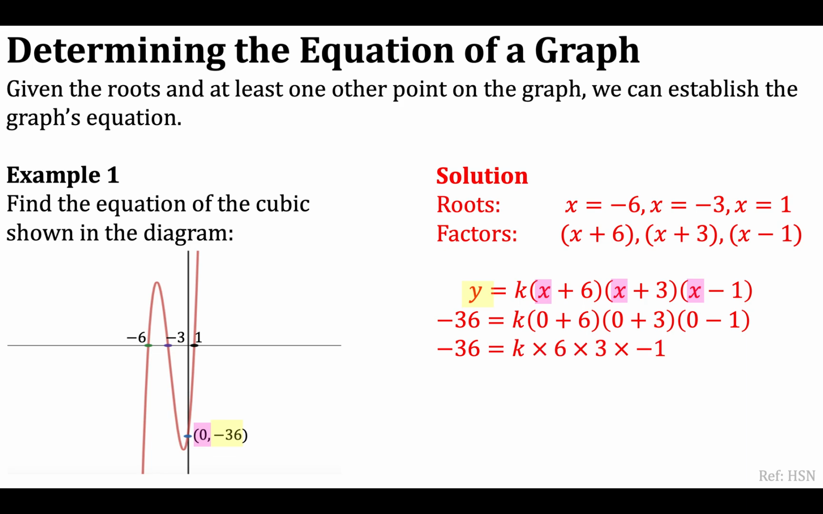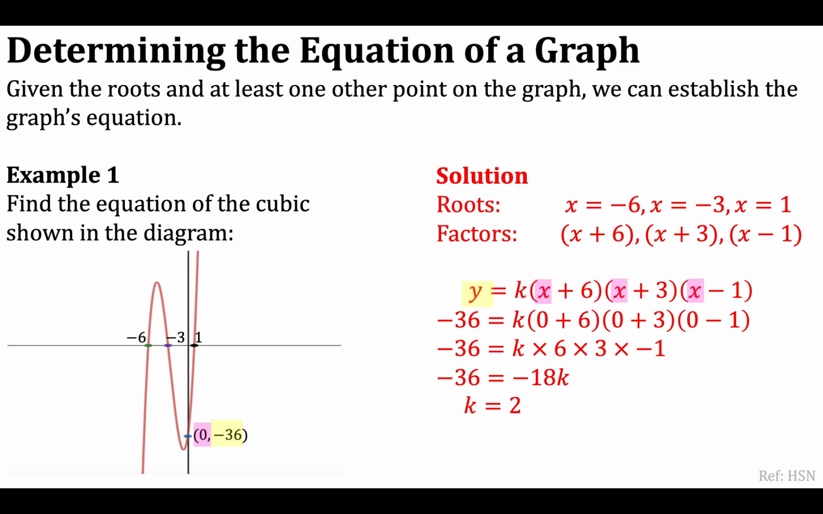So that gives us -36 equal to k times 6 times 3 times -1, which on the right hand side is -18k. And dividing throughout by -18 gives us k equal to +2.